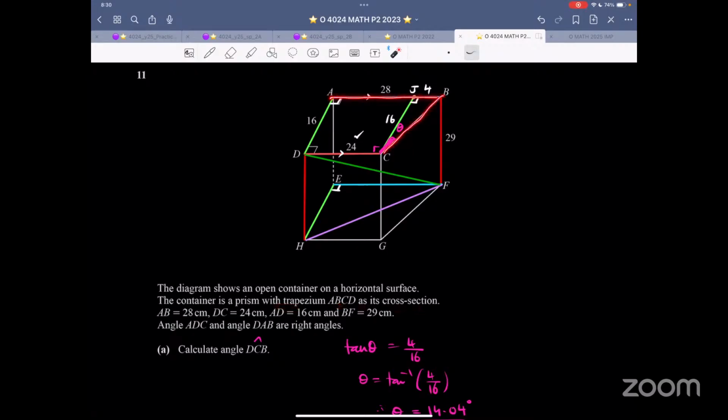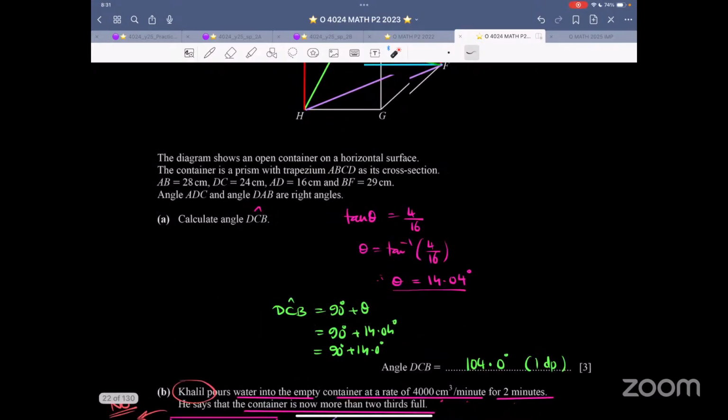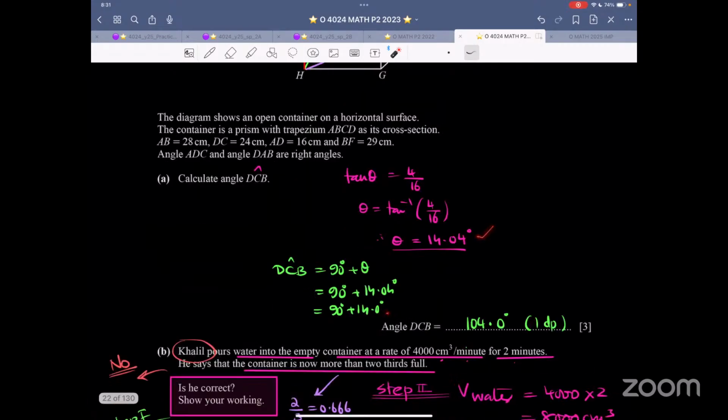This thing over here, that is the cross section because it goes all the way to the bottom. And then all the measurements are given. Calculate angle DCB. So this is D, this is C, this is B. If you want to calculate this angle, calculate the small angle. So this is 24, this is 24. Out of 28, 4 is left. This is 16, this is 16. Find the small angle, add it to 90 degrees. So this is 14 and add it to 90.